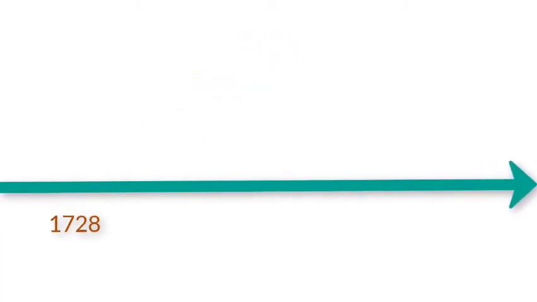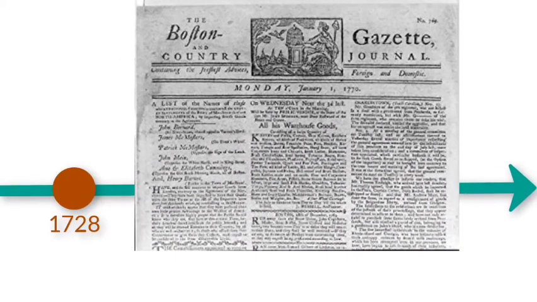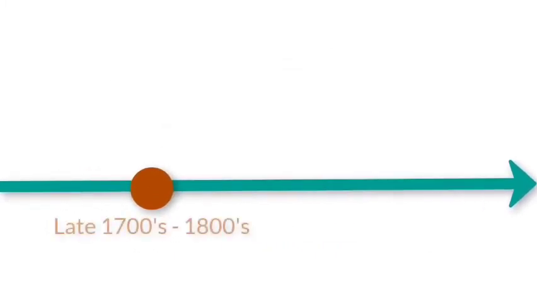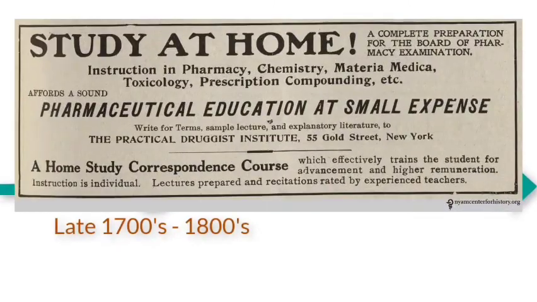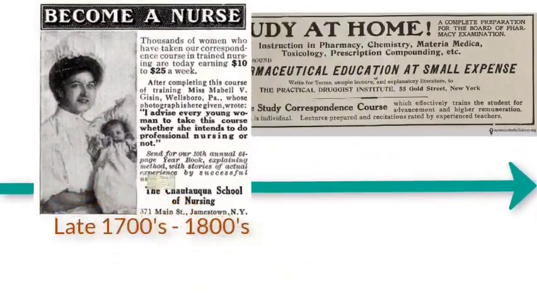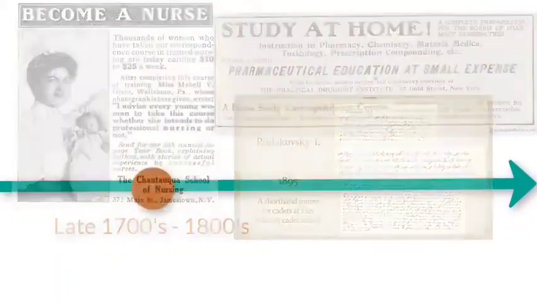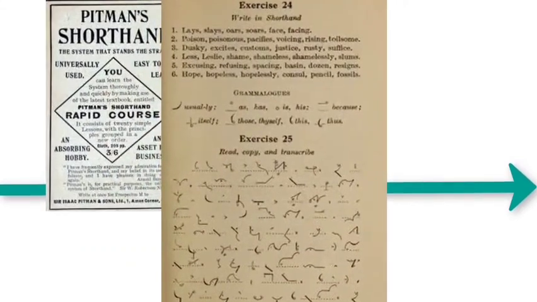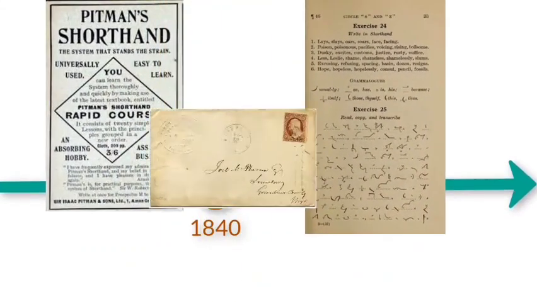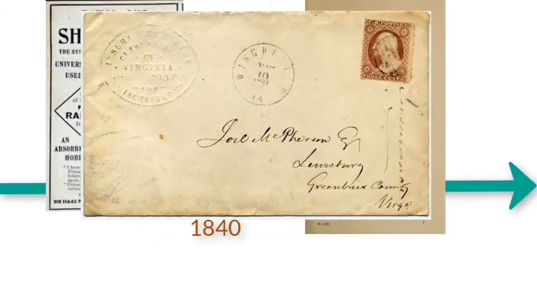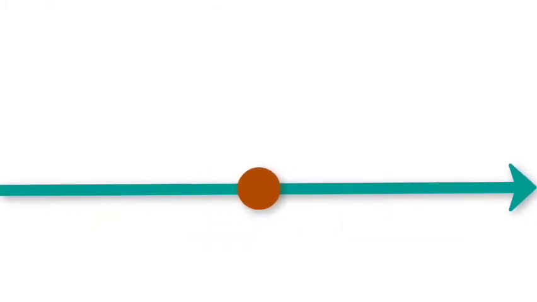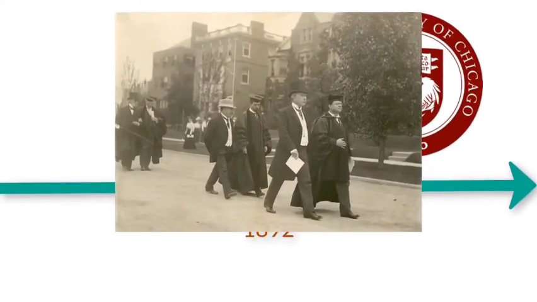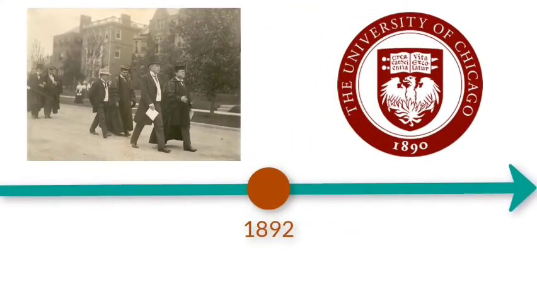As early as 1728, Caleb Phillips advertised private correspondence courses in the Boston Gazette. In the late 1700s into the 1800s, there were correspondence courses that allowed people to learn all manner of things via the mail. In 1840, Sir Isaac Pitman launched his correspondence courses in shorthand, enabling secretaries to learn via the mail by sending in their work for grading and correction. In 1892, the University of Chicago created the first college-level distance learning program.